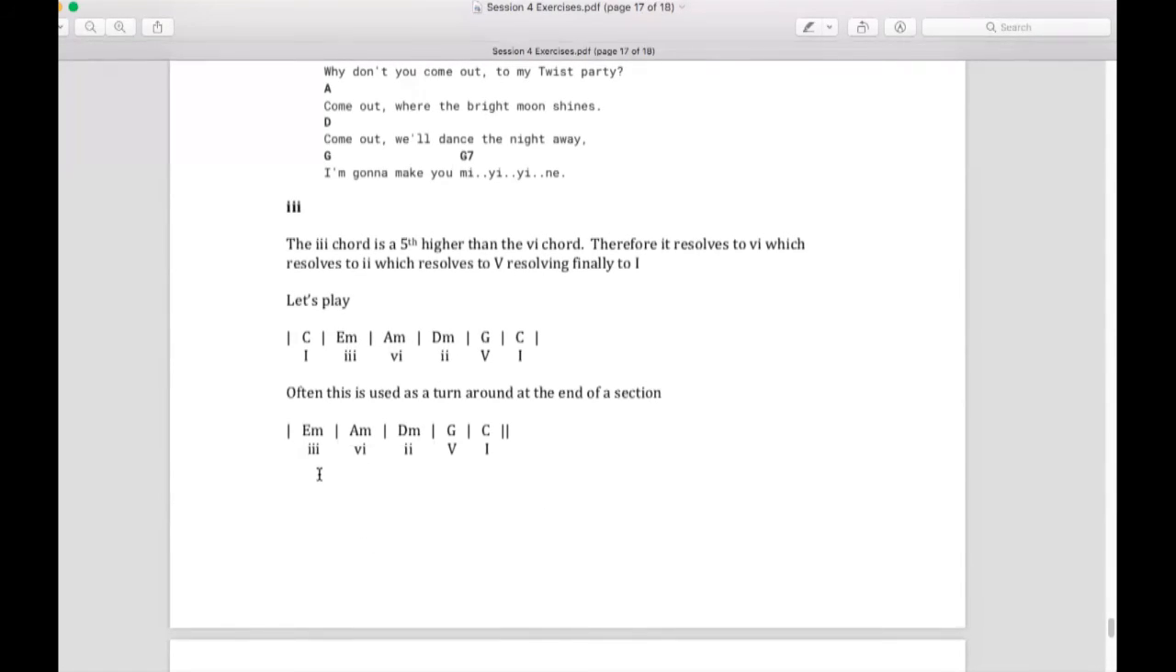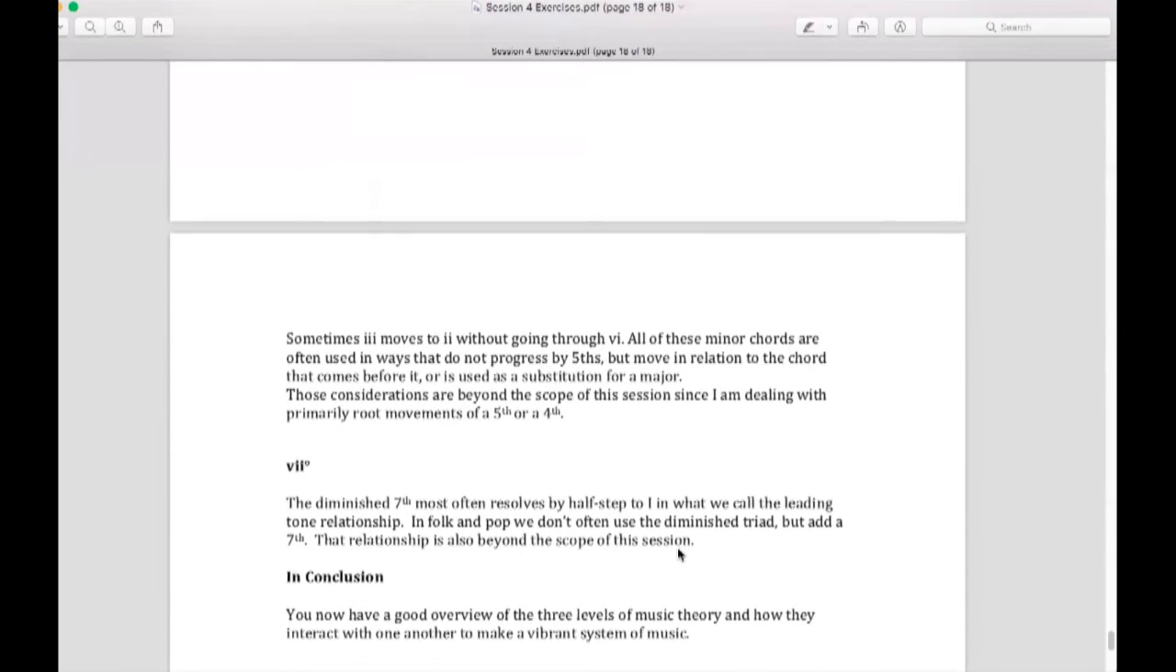So at the end of a piece. So if we want to just play one strum on right here, E minor, A minor, D minor, G, C, so you can all hear that. Ready? E minor, A minor, D minor, G, C. Let's do that again. Ready? E minor. 3, 6, 2, 5, 1. And then the only other chord that we have is the 7th chord.